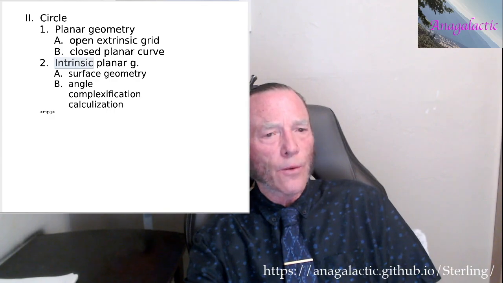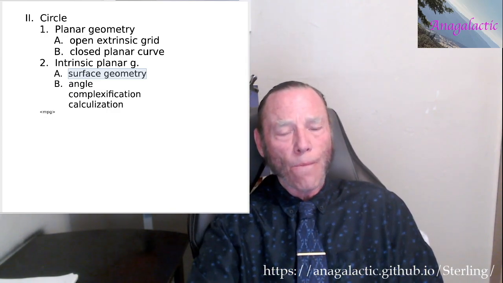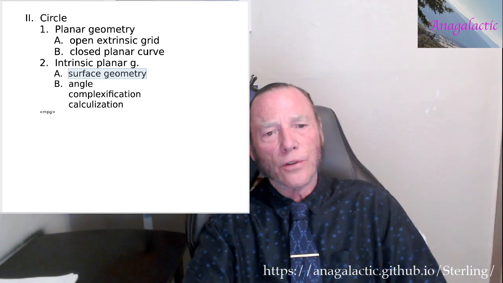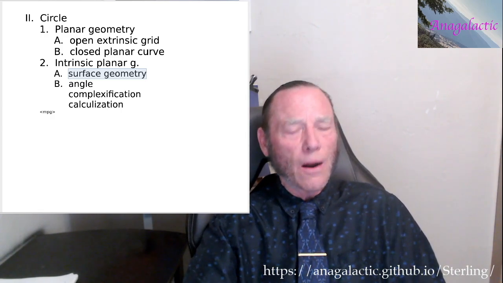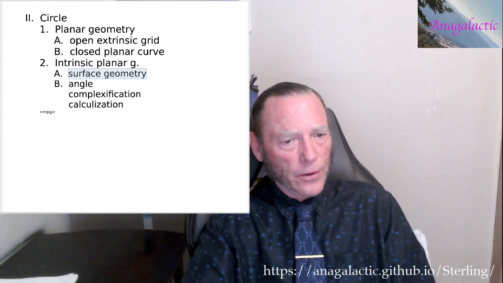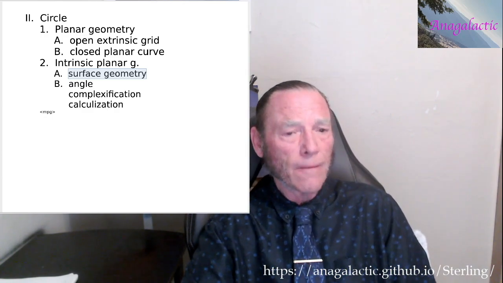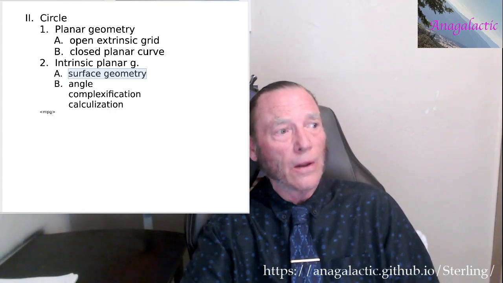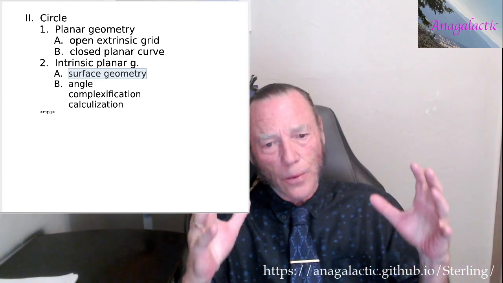There is no such thing right now, except in this paper I discovered intrinsic planar geometry. That's what I discovered. It is circular geometry without an extrinsic grid, which is quite different. It's a surface geometry. It's the geometry of the circumference, either of a circle or a sphere, and we will discuss the difference between a circle and a sphere because it's a strict mathematical difference.